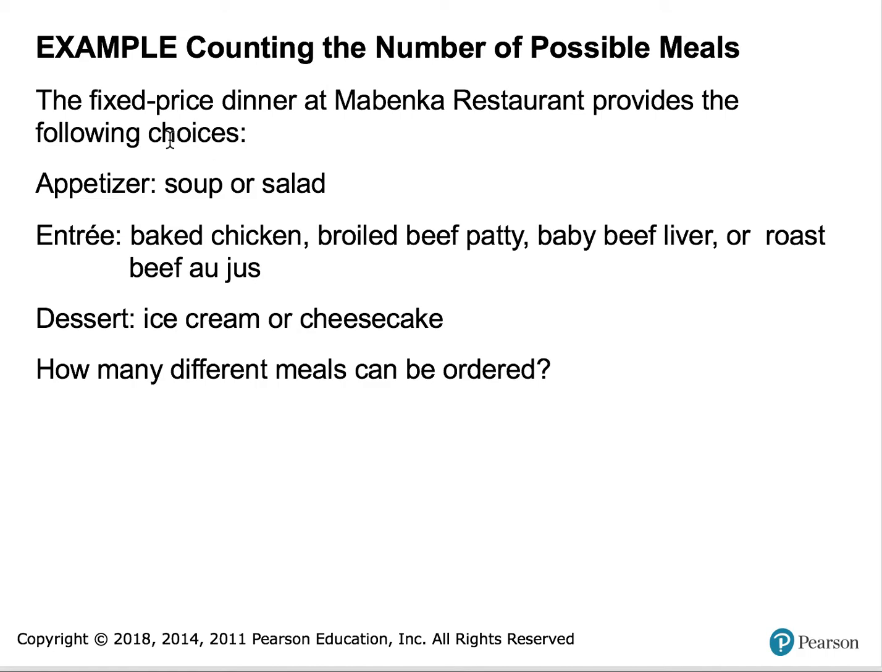Okay, for example, the fixed price dinner at this restaurant provides the following choices. Appetizer, you can get soup or salad, right? 2 choices for appetizer. Entree, you can get baked chicken, broiled beef patty, baby beef liver, or roast beef au jus. So 4 choices for your entree. Dessert, you can get ice cream or cheesecake. How many different meals can you order? All I got to do is multiply them together. 16 different meal combinations.